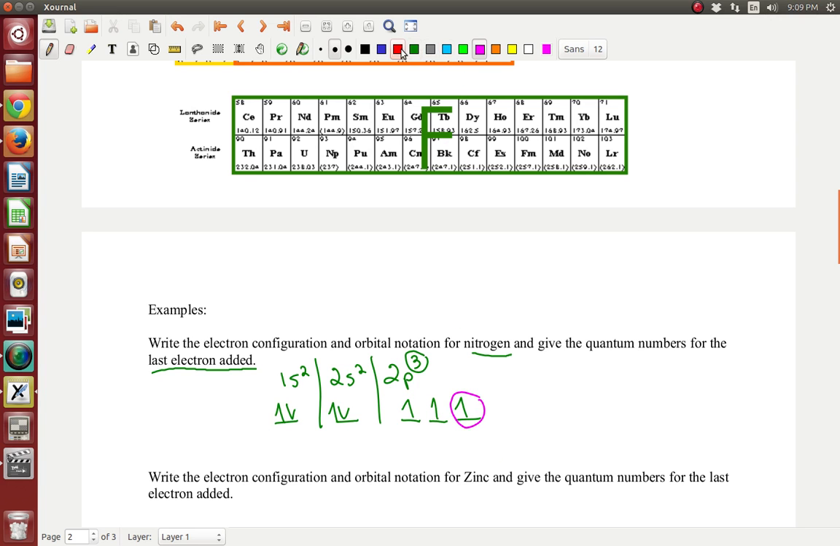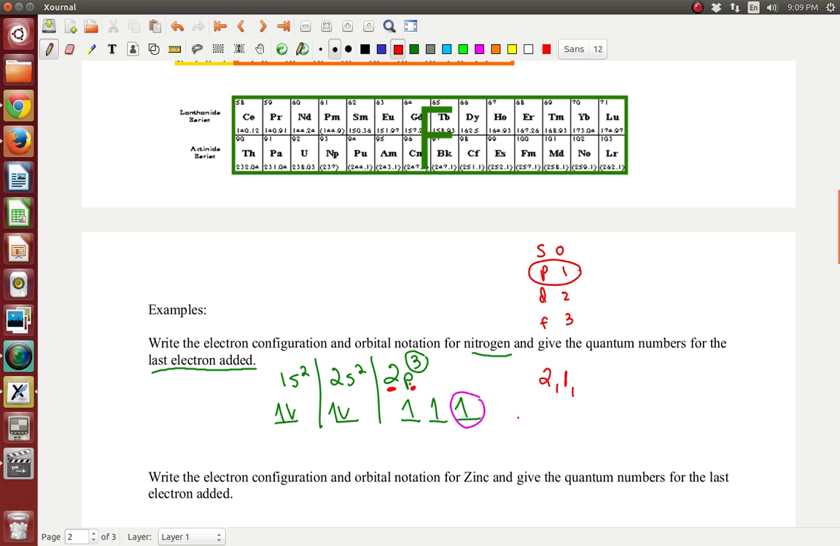Okay, so the first quantum number is the principal energy level. That's the N, that's the 2. So the first quantum number is a 2. The second quantum number has to do with what kind of suborbital it is. It's a p. Remember, s, p, d, f are 0, 1, 2, and 3. So this is a p sublevel, so its second quantum number is a 1.